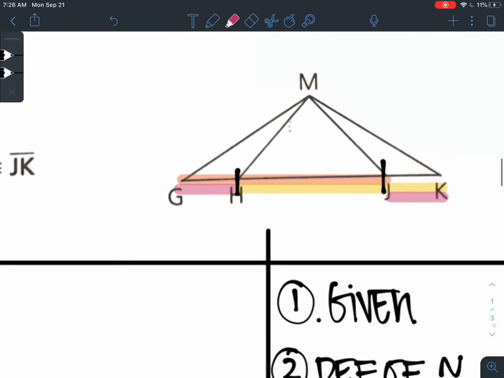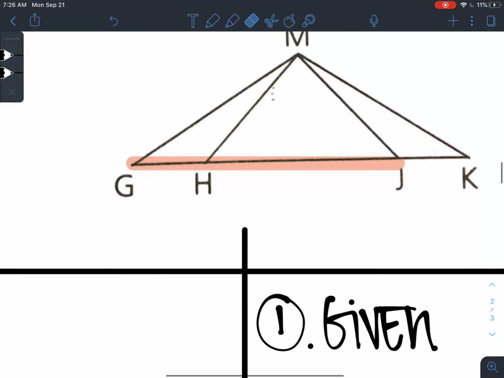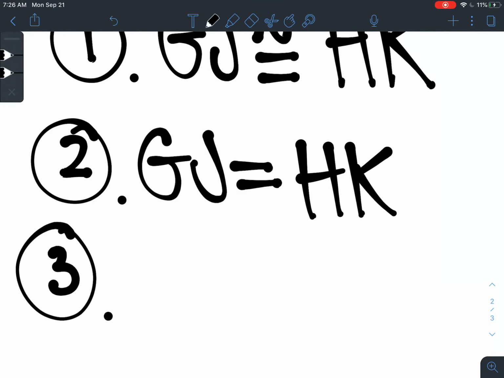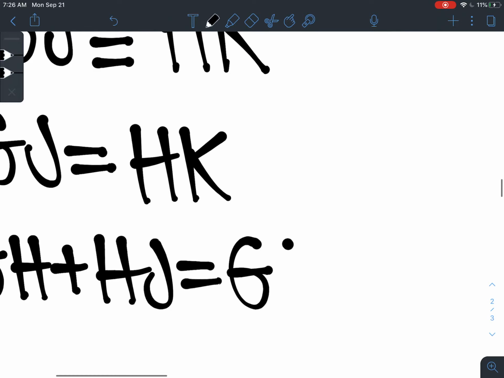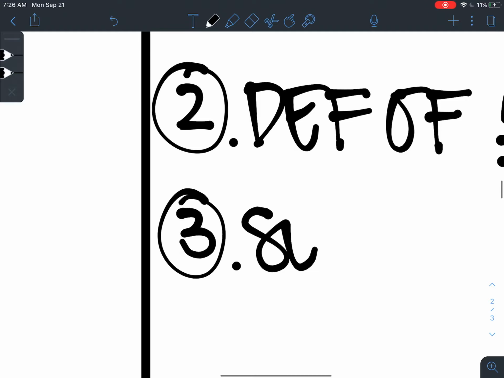So what we're going to do is look at our picture to see if we could write a segment addition postulate for any of these segments. So if you take a look at GJ, which is what I have highlighted there, can we write a segment addition postulate for it? We can, right? We could do GH plus HJ equals the full length of GJ, and that's going to be my next step. So when you're stuck, try segment addition postulate, all right? So GH plus HJ equals GJ, and that's by segment addition.